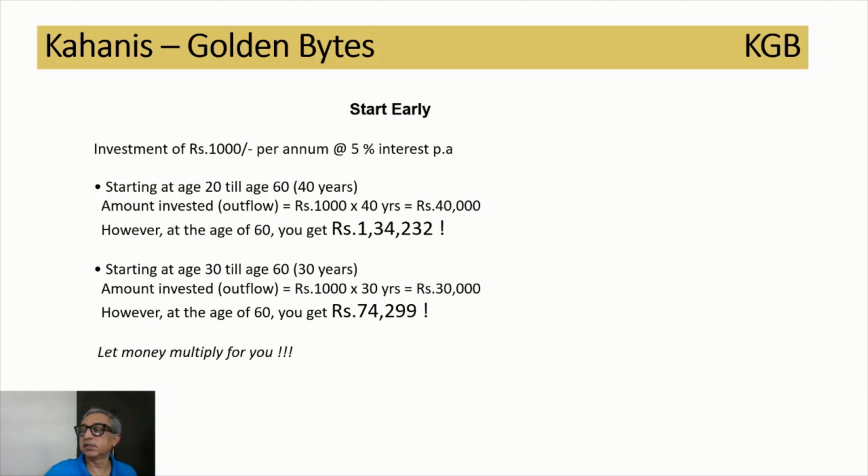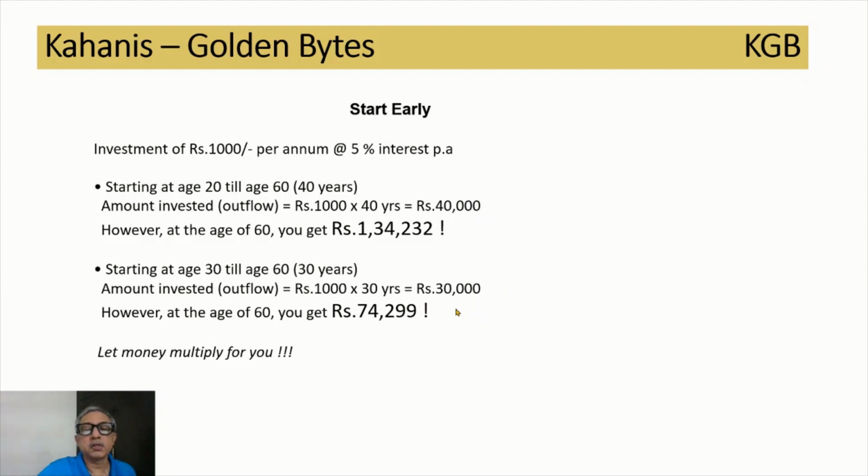Now if you notice in the first example, we invested for 40 years. So 40,000 was the outflow. And in the second case, it was 30,000 was the outflow. So if you take just the amount you kept aside or parked, 30,000 versus 40,000, 30,000 is 75% of 40,000.